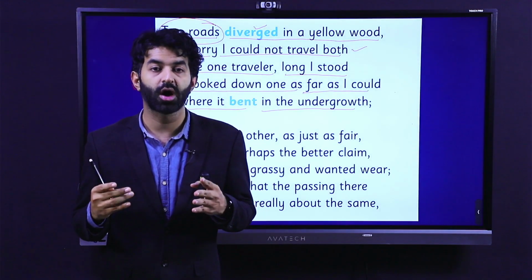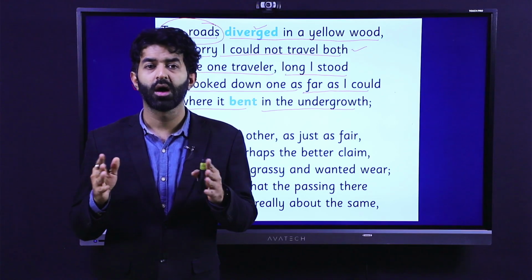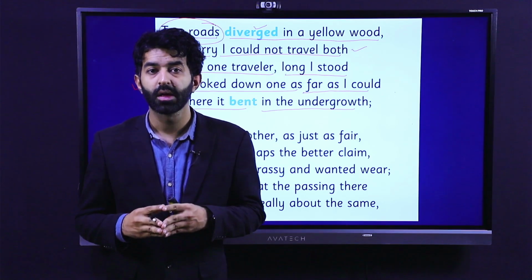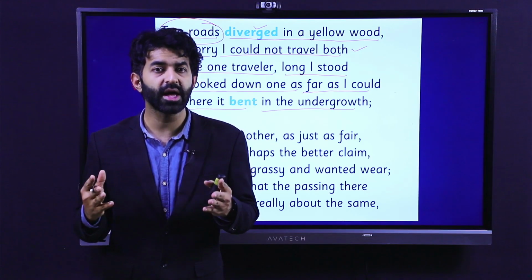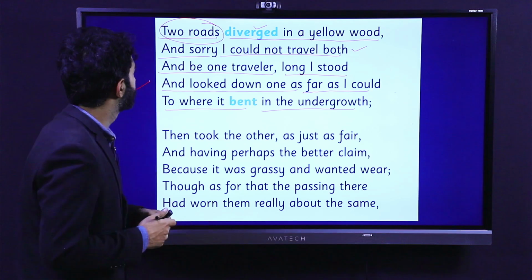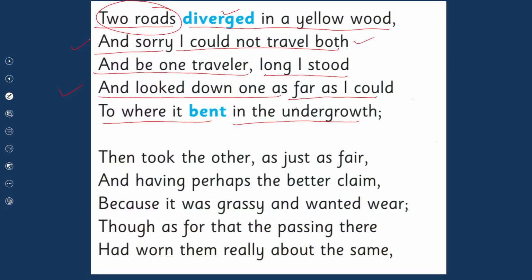This is a very confusing thing for the poet to decide which road to take. These two roads are in front of him and they are going into the woods. So, which road is he going to decide? Let's see. And of course, I could not travel both. He cannot travel both the roads. He has to make a choice.